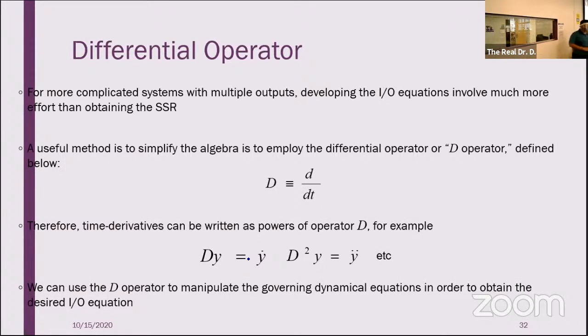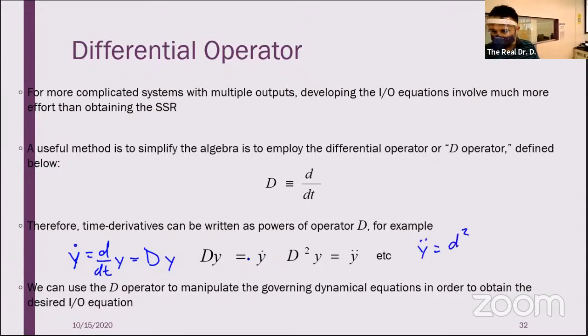So I can take all my time derivatives and replace them with D. If D is equal to d/dt, remember, y dot is equal to d/dt of y, which is going to be equal to Dy. The second derivative, y double dot, is equal to d squared/dt squared of y, which is going to be D squared y, and so on. So anytime we have a time derivative, we can replace it with capital D.